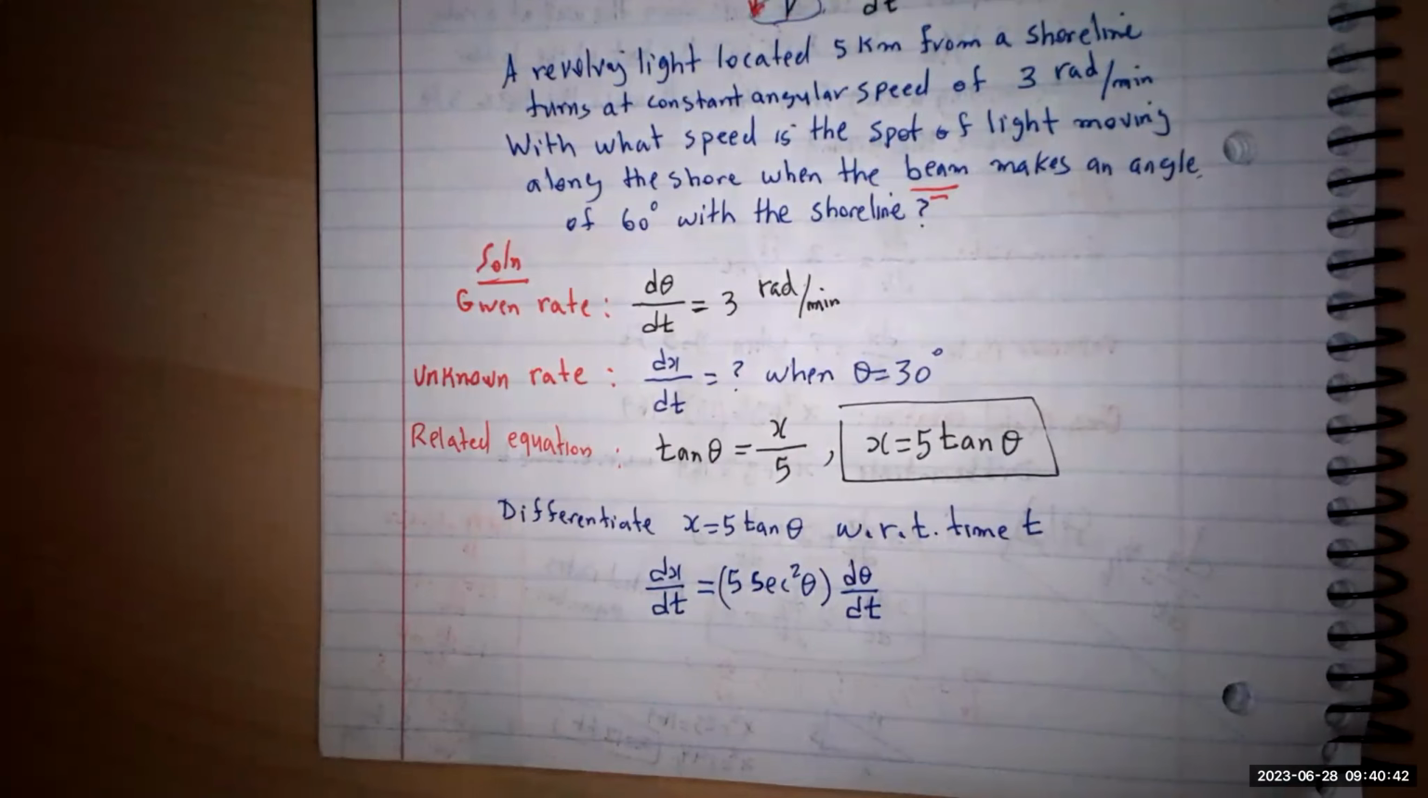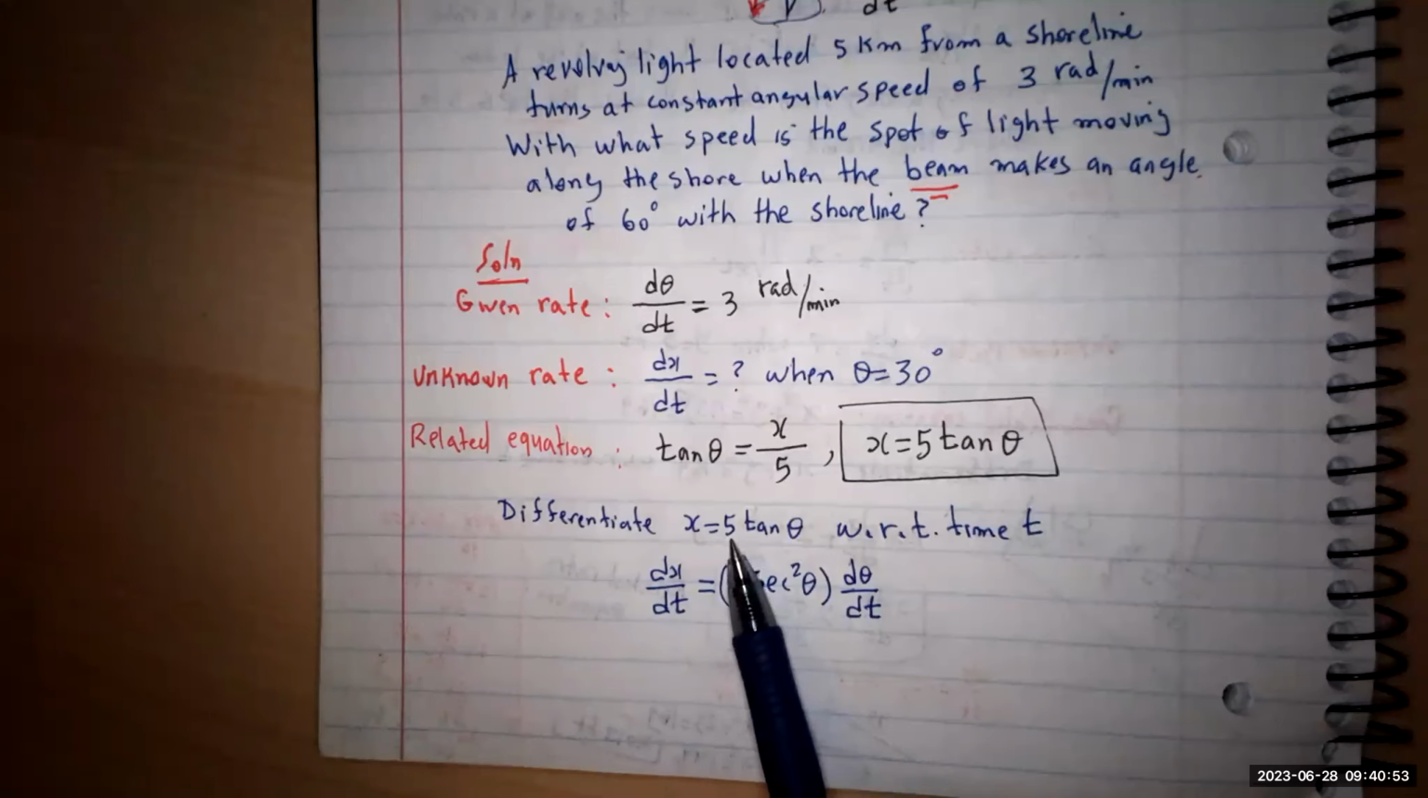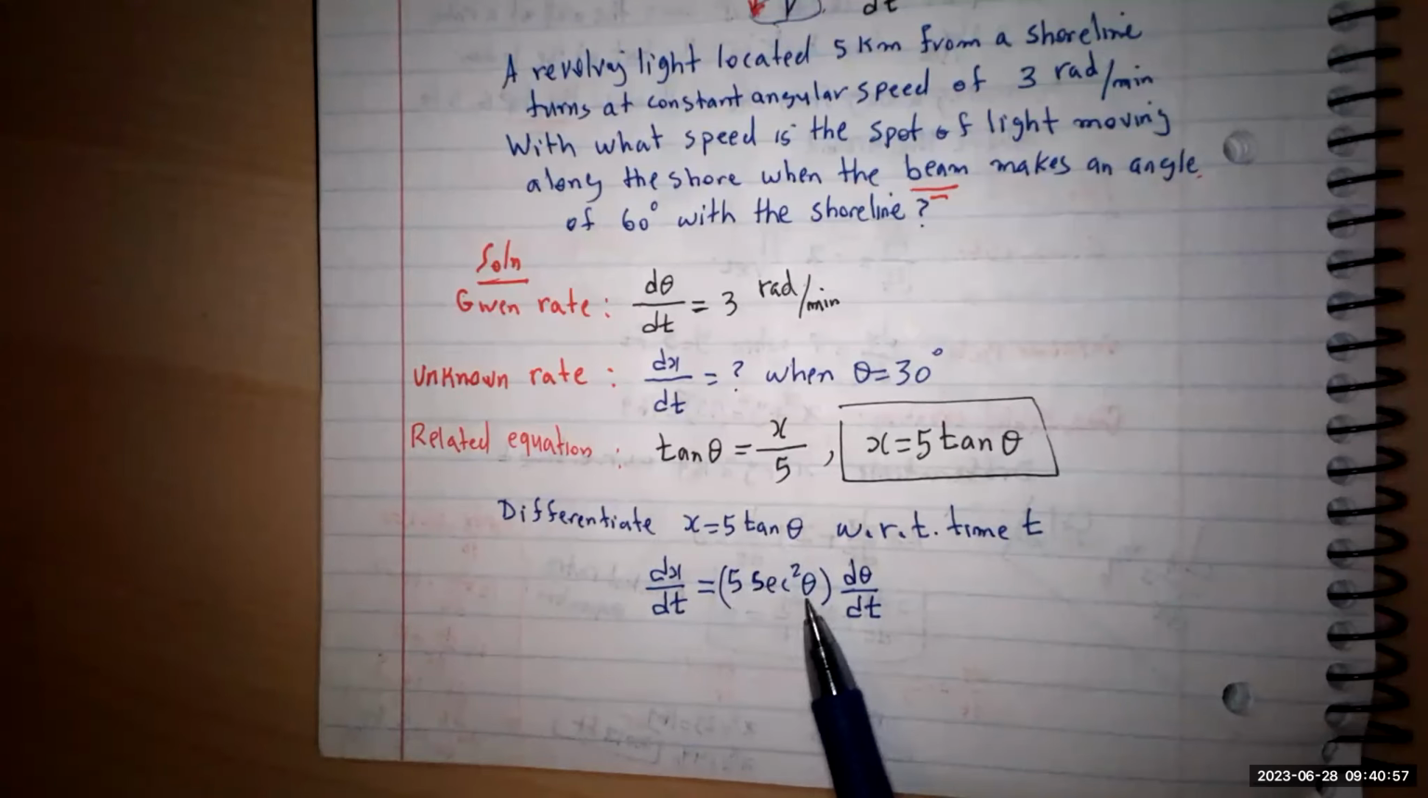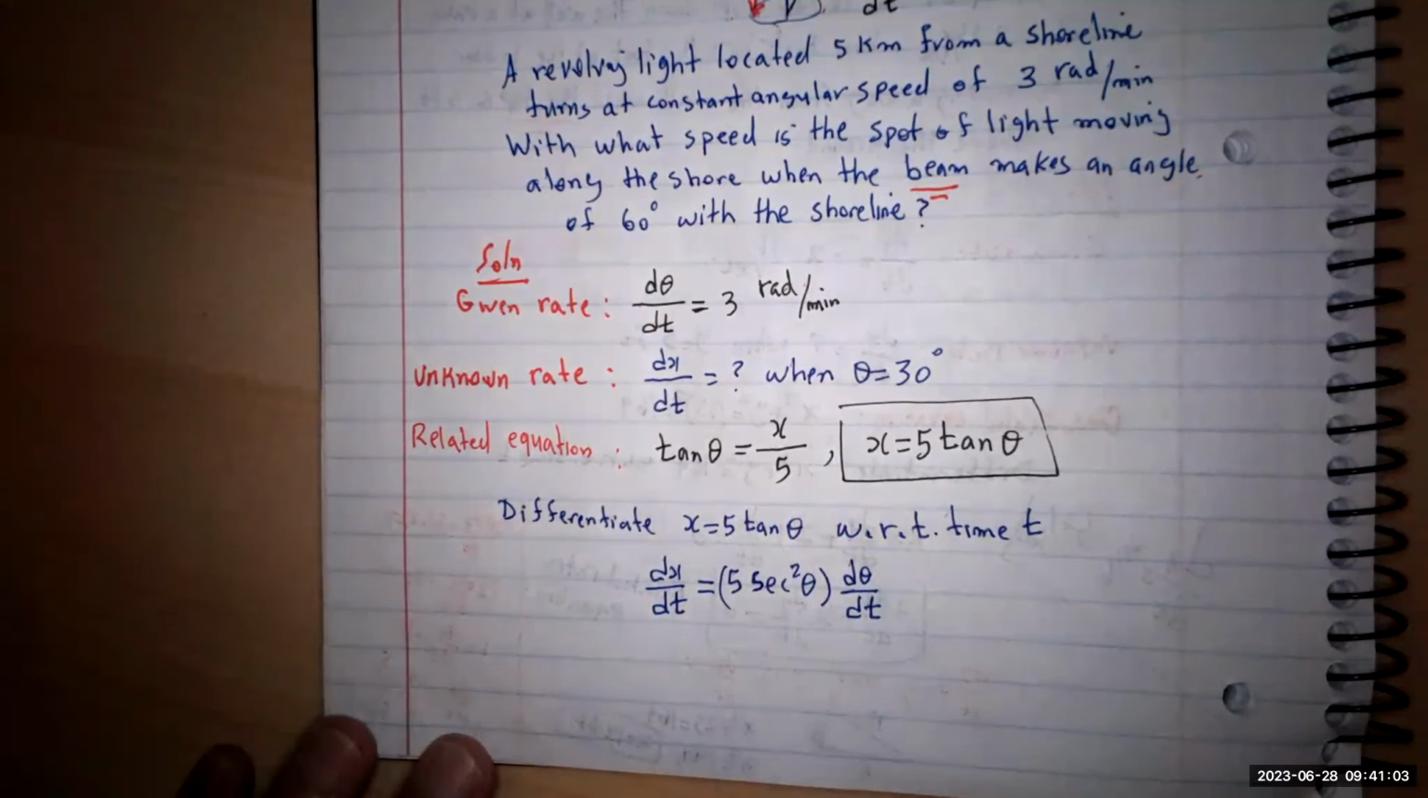So that was the related equation that we had. We differentiated. The derivative of x is 1, but multiplied by the rate of x, dx/dt, or x prime. 5 is a number, 5 times the derivative of a tangent, secant squared. Secant squared of theta, the variable is theta, so you have to multiply by the rate of theta. Okay, question? Now bring the information and substitute to get the result.